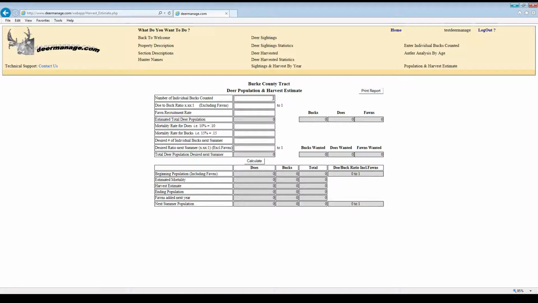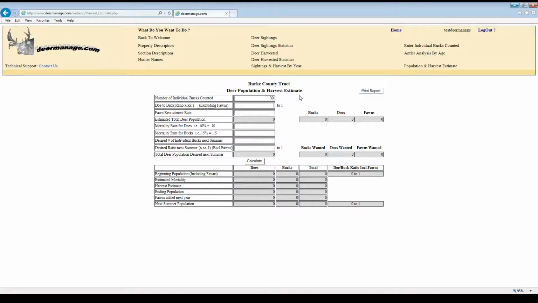First thing it wants to know is our number of individual bucks counted. This really should be more, let's enter the number of resident bucks that we have, because maybe I counted 40 different bucks, but from our history we know that probably 10 of those bucks were just visiting from the neighbors. So in my example I'm going to put that we have 30 resident bucks.